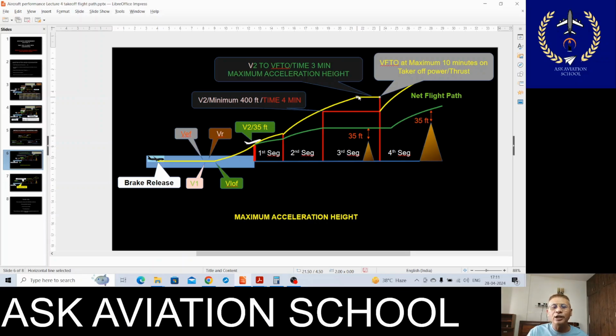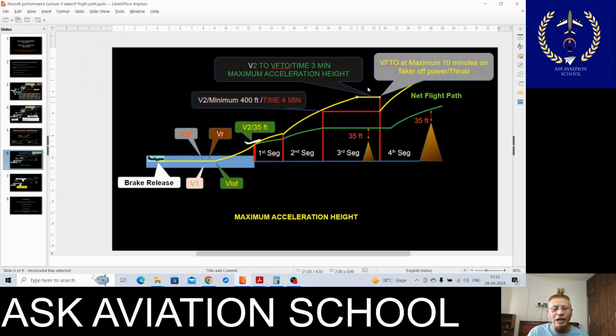So therefore, the moment I exceed or cross this maximum acceleration altitude and try to increase my speed, I do not have sufficient time, that is the 3 minutes required, left for me to increase the speed from V2 to the VFTO speed and come to a clean config and start climbing with a clean config. So therefore, this will compromise my further segment of climb. So therefore, one cannot cross this maximum acceleration altitude.